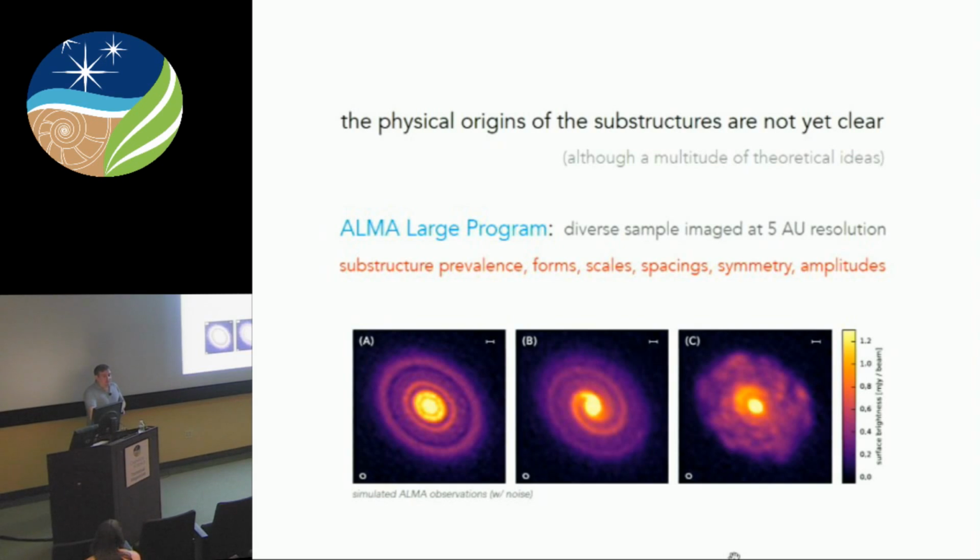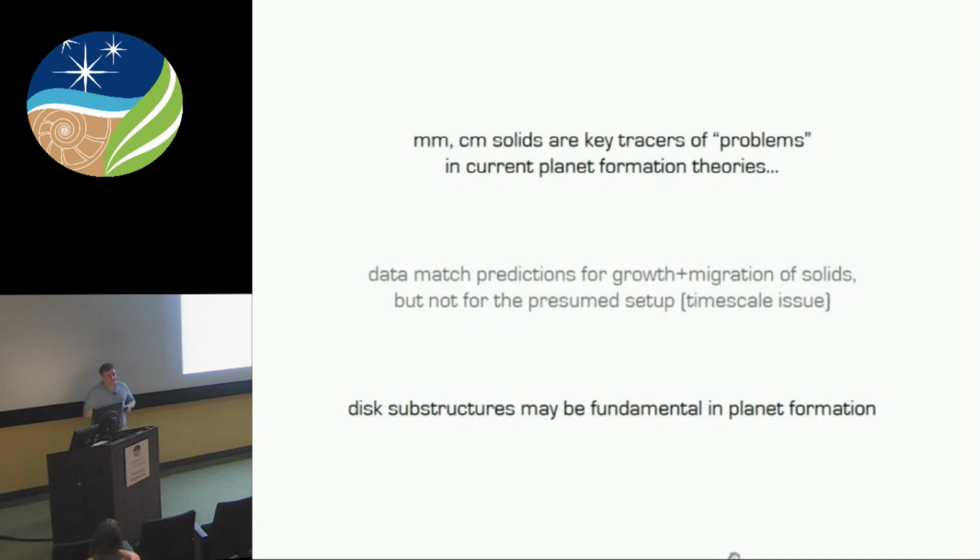But we're going to try and figure this out over the next couple of years, because we have what's called a large program with ALMA, which is just a whole chunk of time for us to observe a large sample of disks at few AU resolution and try and come to some terms with what might actually be causing the substructures, and therefore what actually is going on inside them. So I'll just throw up some conclusions and leave it at that. Thank you.